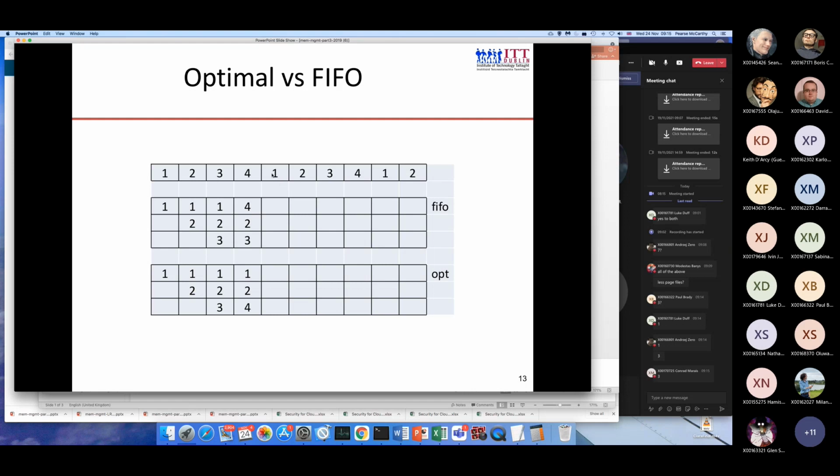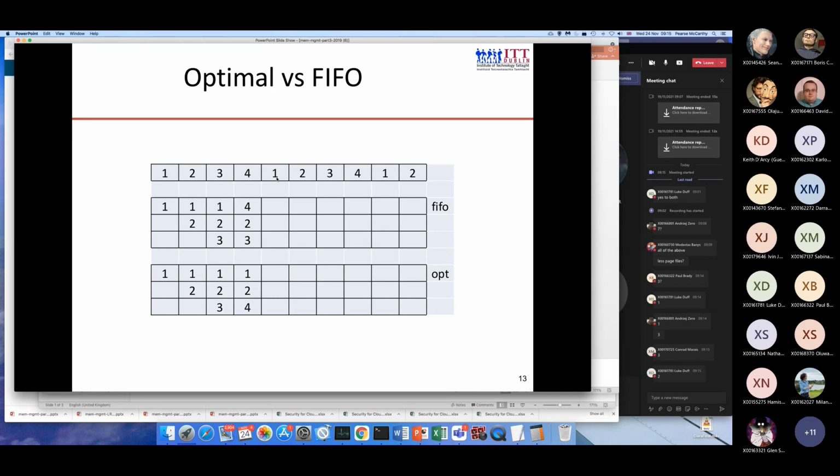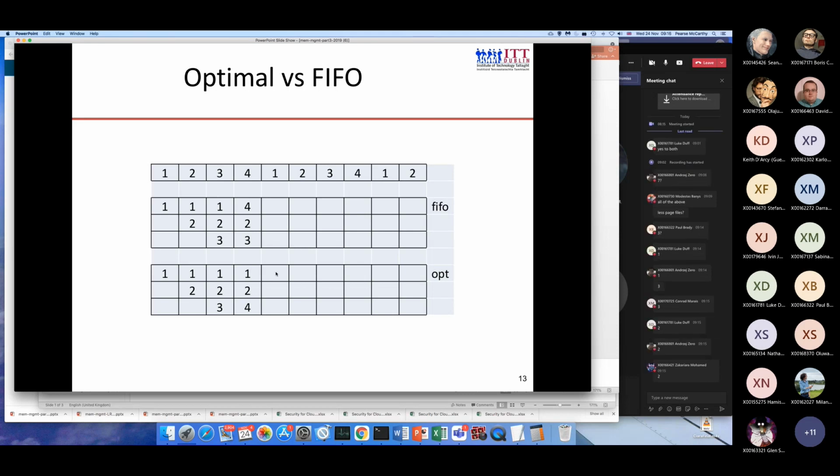So now we'll do it again. FIFO. Which one of these will I get? Which one of these has been in the longest? Which one will I get rid of? Yeah, easy, yeah? Get rid of 2. Now, which one of these will I get rid of? 1, 2, and 4.